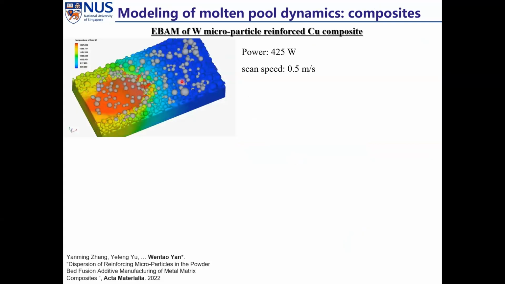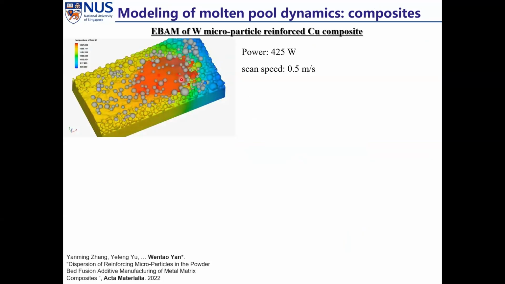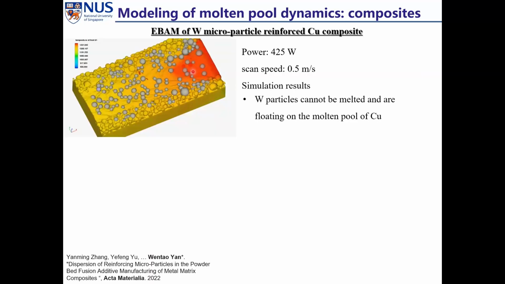So the gray particles are tungsten particles, which have higher density and a very much higher melting temperature. The others are copper, and we intentionally select the manufacturing parameters so that tungsten particles will not be melted, and copper will be melted. And you can see these tungsten particles are floating on the molten surface of copper. But tungsten density is much higher than copper. Why are they not sinking down?